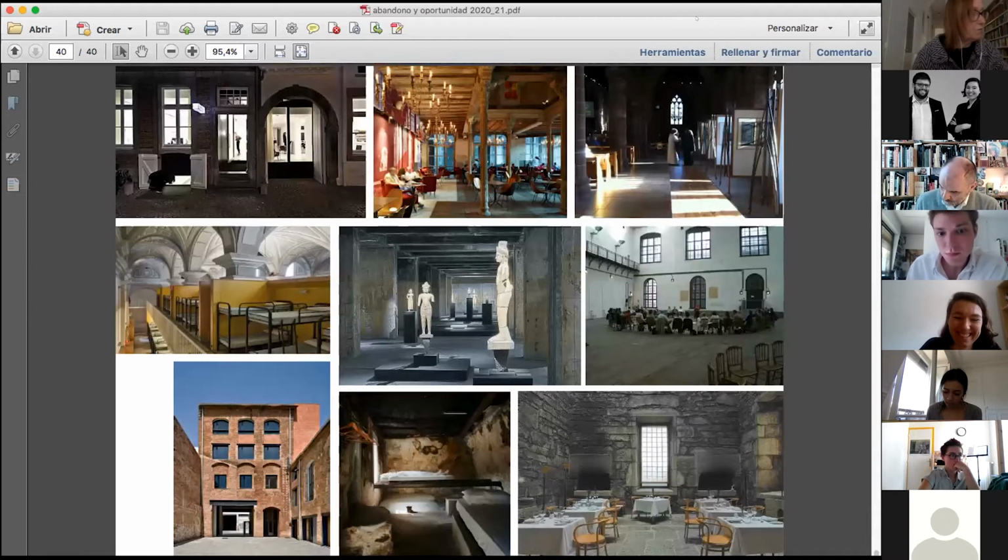We could conclude that unused buildings, whether they are heritage or not, must question their attributions by eliminating all those adjectives that reduce them to certain competencies and thus be viewed not as a problem, but as an opportunity.